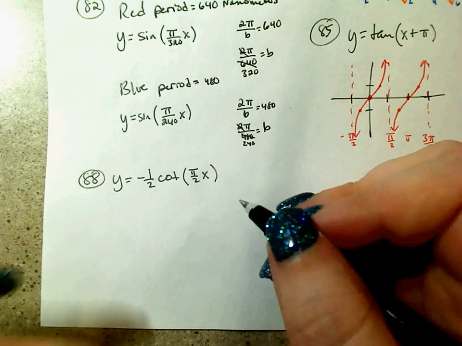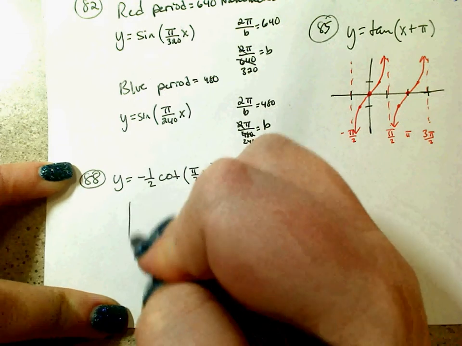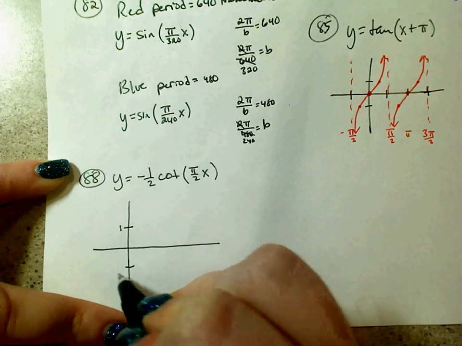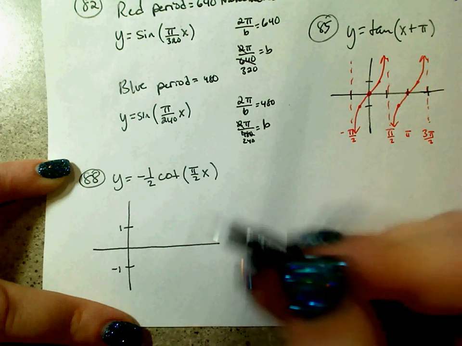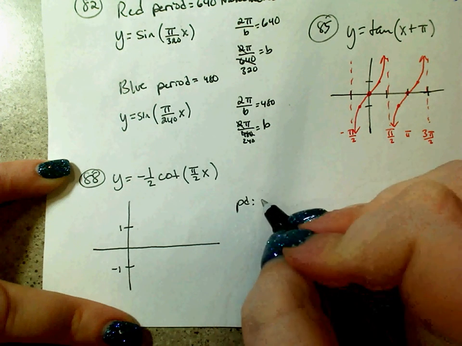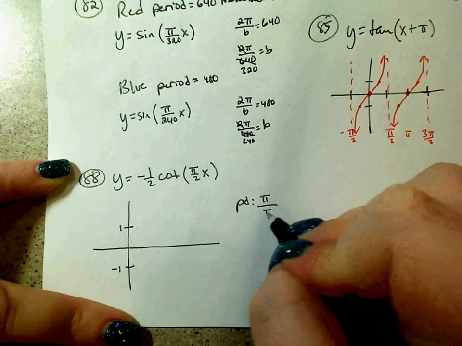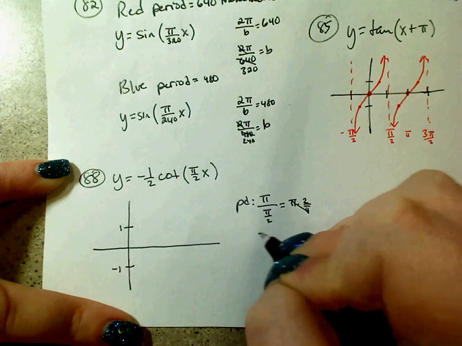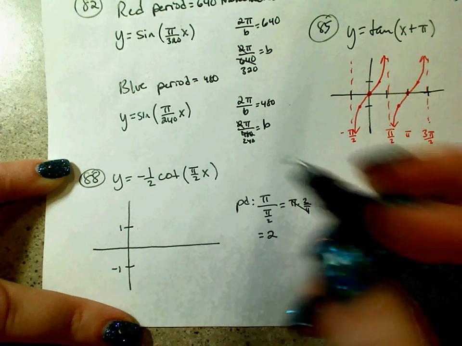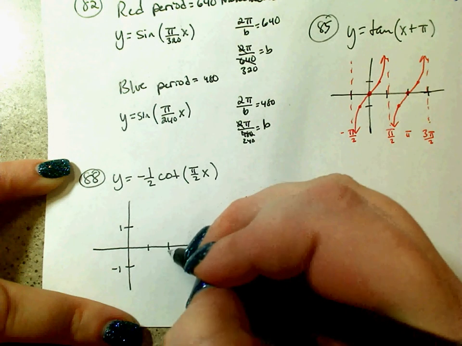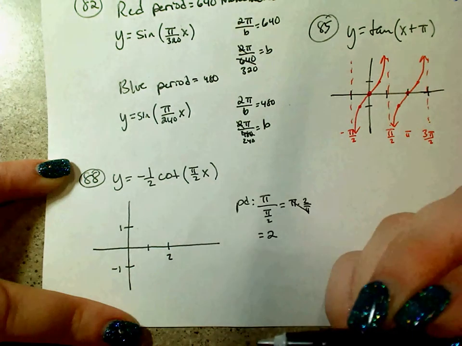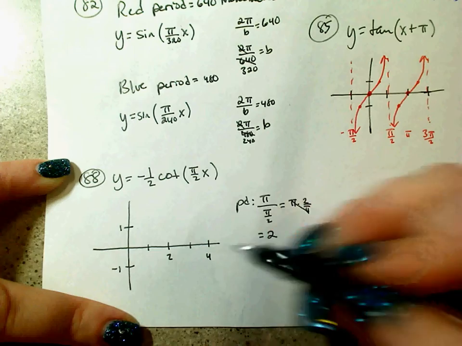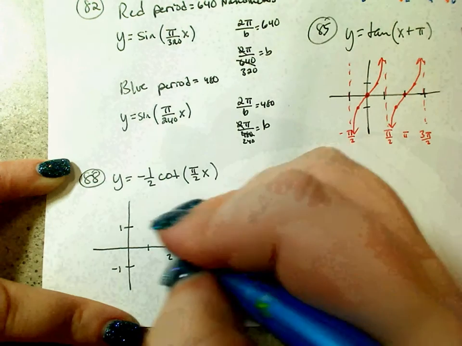1, -1. Period is pi over b, which is pi over pi over 2, which is pi times 2 over pi, which is just 2. So the period is 2, which means we go 1, 2. So there's no phase shift, so this is limitless. So let's graph 2 periods. So I know that cotangent always has a vertical asymptote at 0 in its period. And we're doing 2 of them, so there we go.